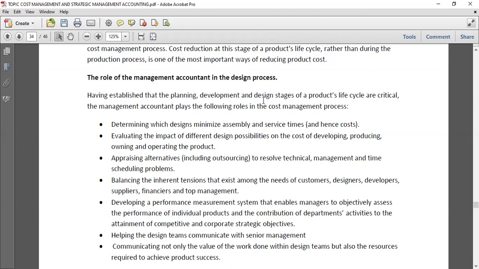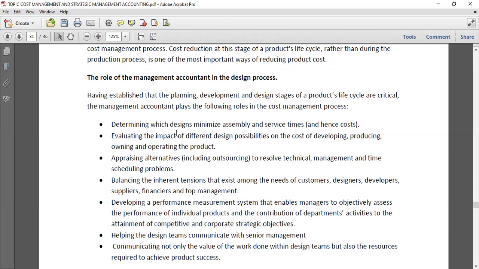Remember, your role as a management accountant is also to support the organization to cut costs as much as possible. Then we're also able to evaluate the impact of different design possibilities on the cost of developing, producing, and owning and operating the product, okay? And so on. And remember, this is at the design stage.